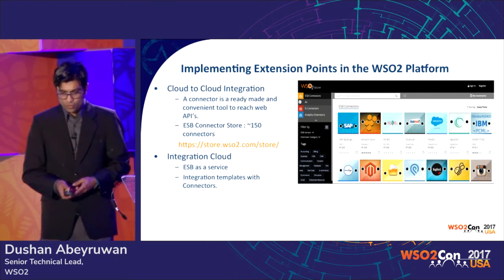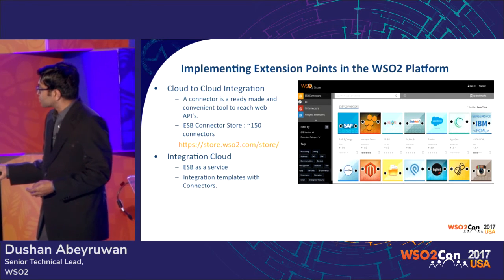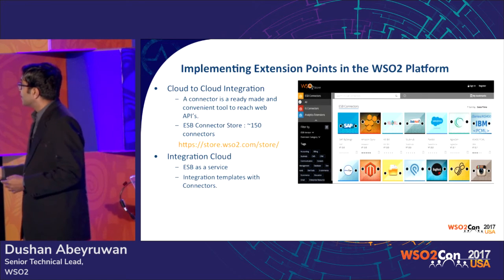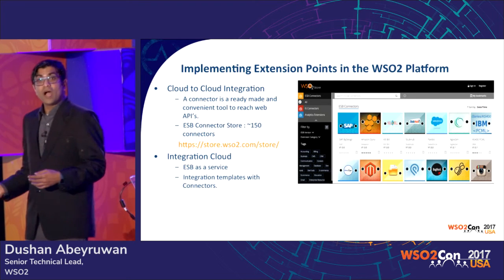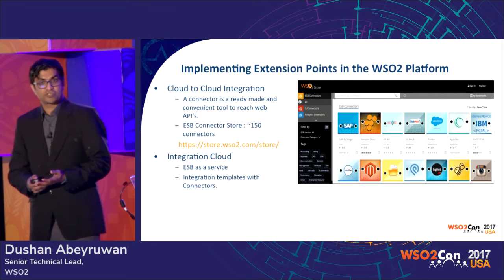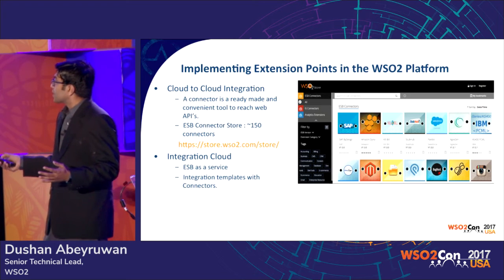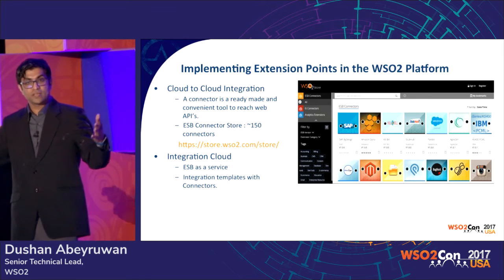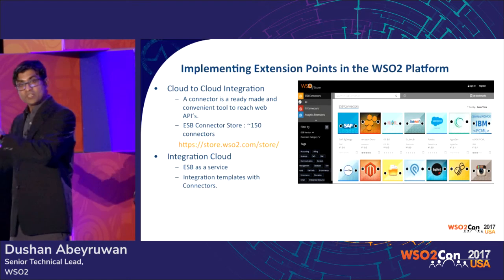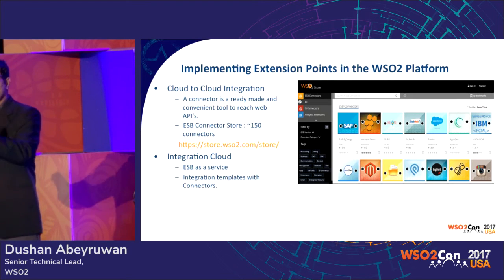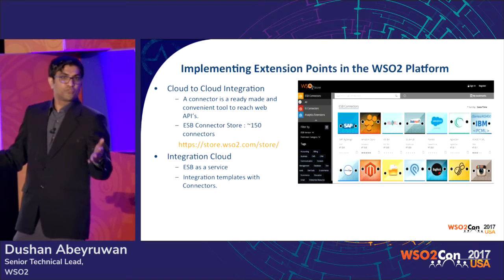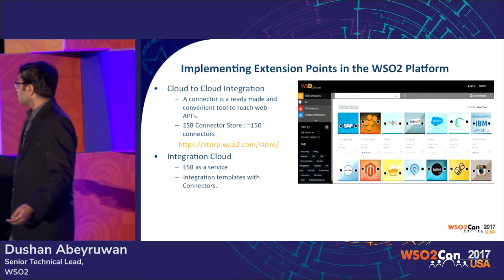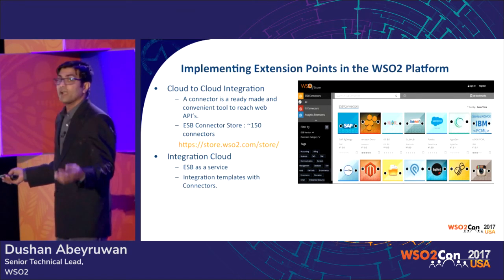If you go to the WSO2 connector store, we have revamped it recently. Now, not only Enterprise Service Bus connectors, we also have Identity Server connectors and analytics extensions. With this, you can build your cloud integration scenarios. There are about 150 connectors, and if you go to the ESB connector documentation, you will find different integration scenarios showing how you can implement them. I believe some of you may already be using it, right? So this is an extension point under hybrid integration.